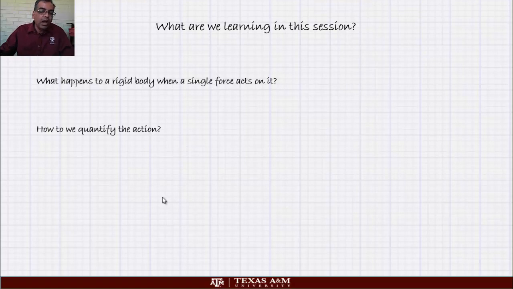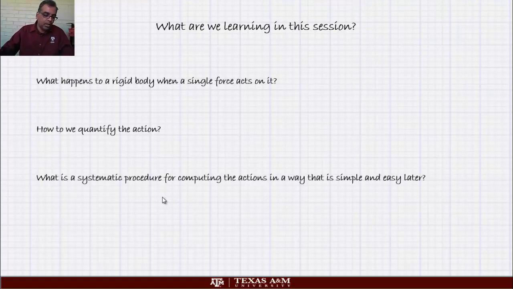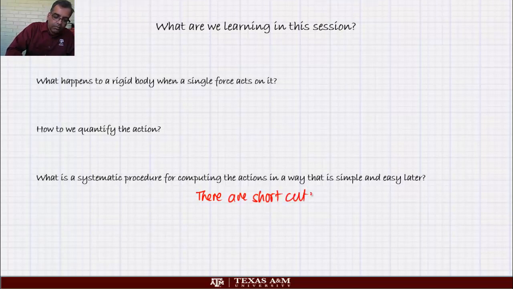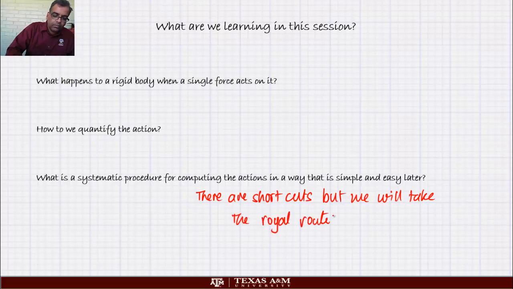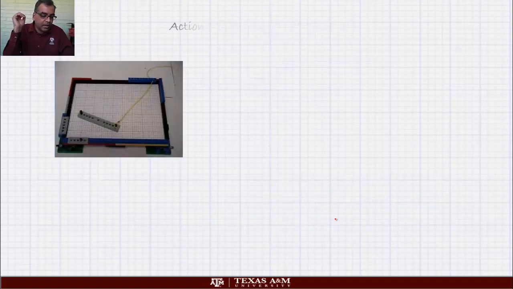Okay, that's item 1. How do we quantify this action? That's item 2. And what's the systematic procedure for computing the actions in a way that is simple and easy to use later? I told you, the royal road, right? There are shortcuts, but we will take the royal road. Why? Because we want to make sure that it works all the time. We will never look at things that work only for special cases. Okay? Very good. Okay, let's start.